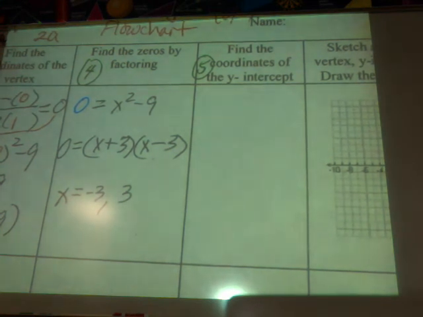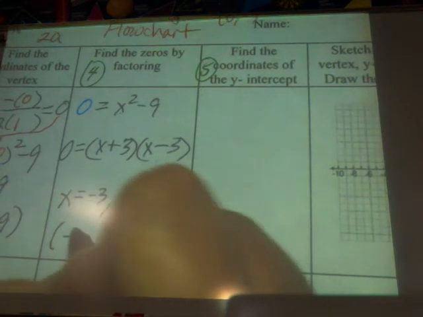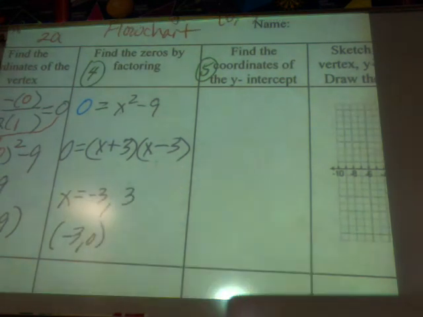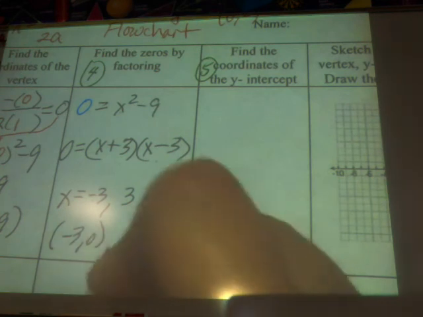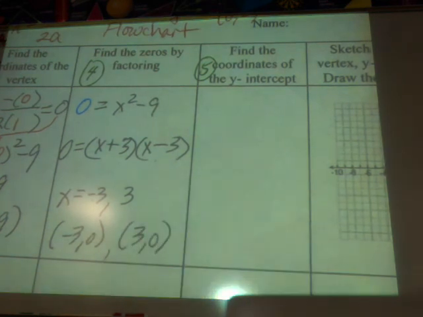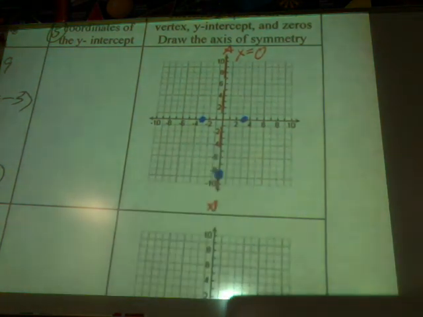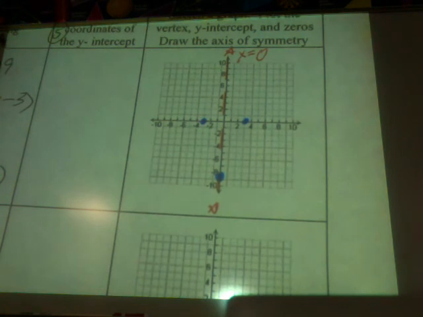Technically, the zeros are as follows. X is -3, isn't y 0? X is +3, y is 0. Those are the ordered pairs for your zeros. And we're going to plot those. So plot them over here. 3, 0, and -3, 0. Are they equal distance from the axis of symmetry? Yes.